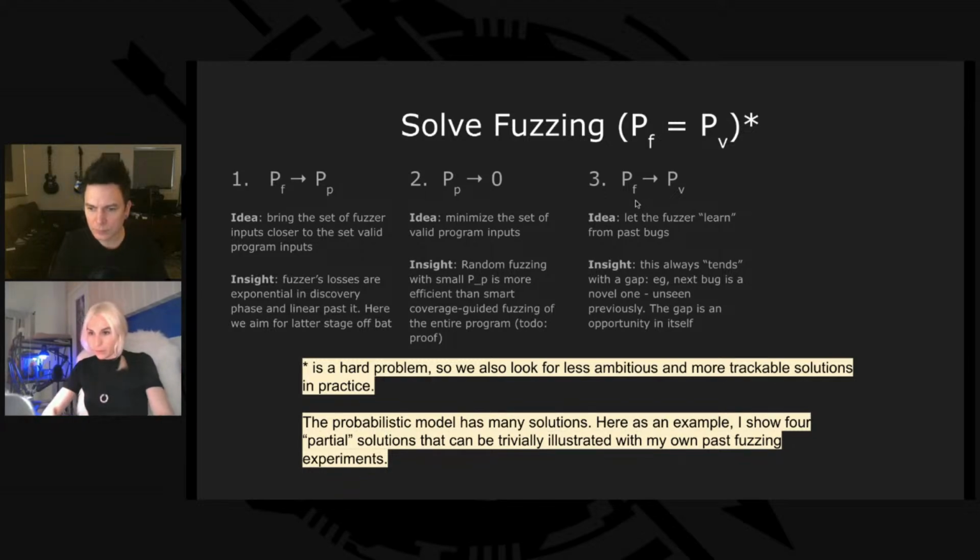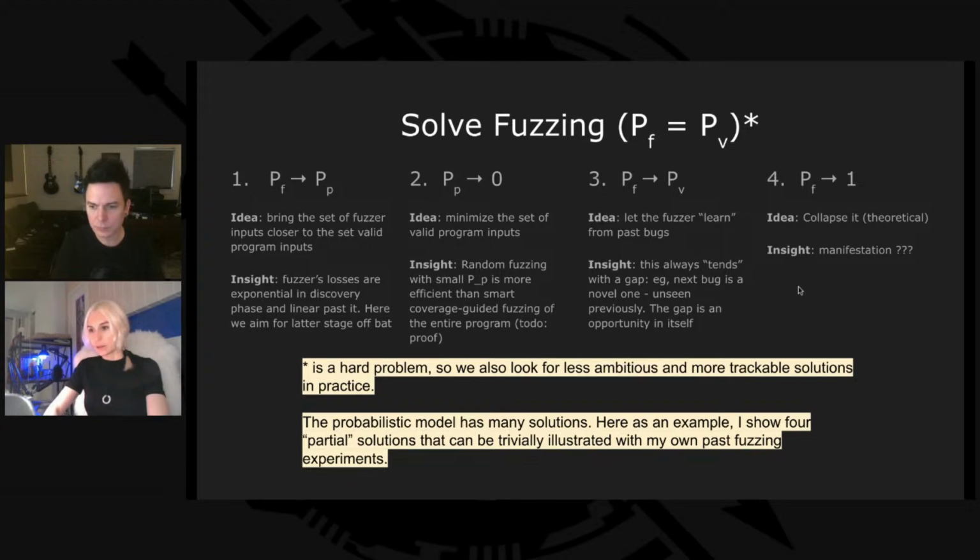But we can try to get the fuzzer closer by letting it learn from past vulnerabilities, and there's always this gap between what we can learn from past bugs and what we cannot learn from them, but there's still vulnerability. And this gap in itself is also an opportunity, which, by the way, is a good opportunity for independent researchers who are forced to compete with the big fuzzing farms of vendors.